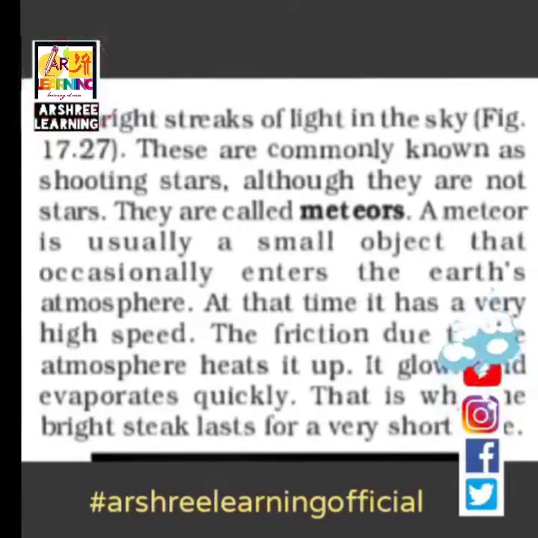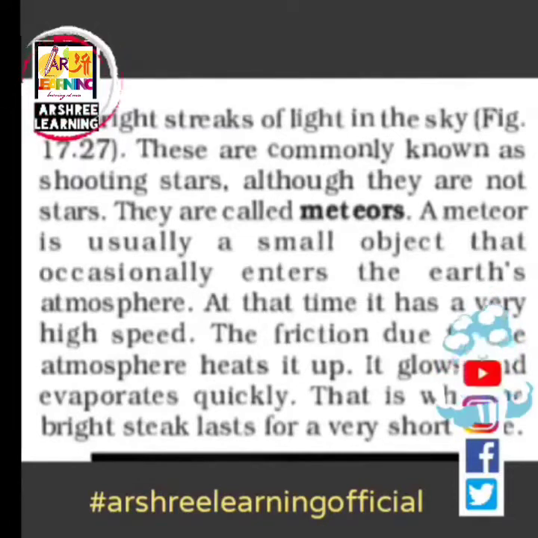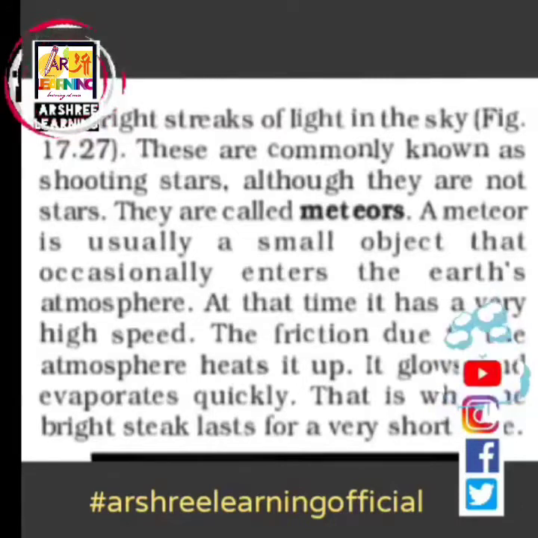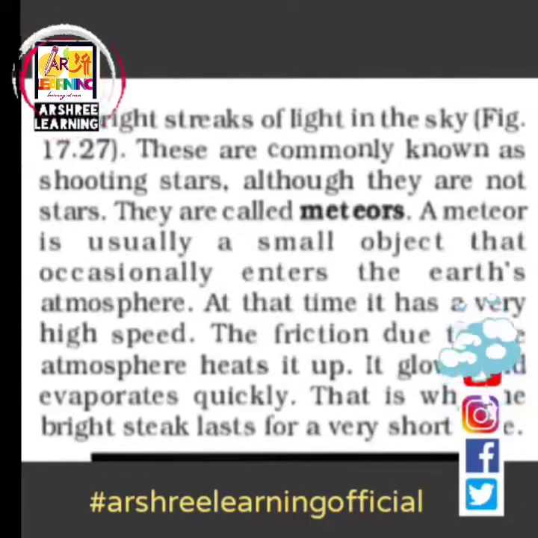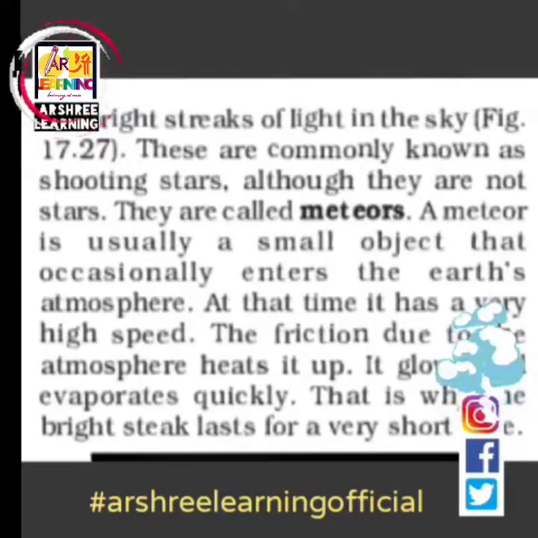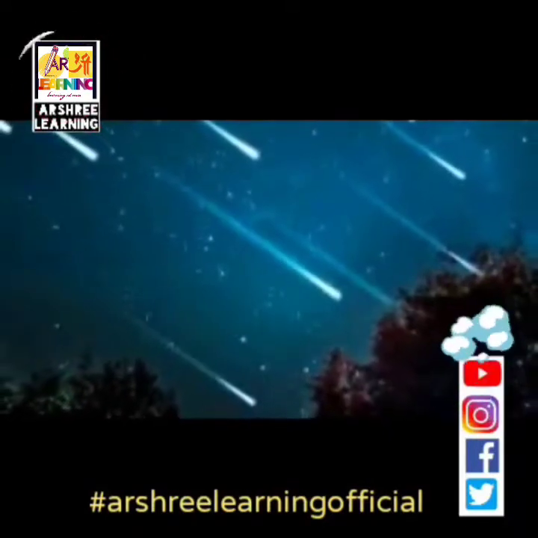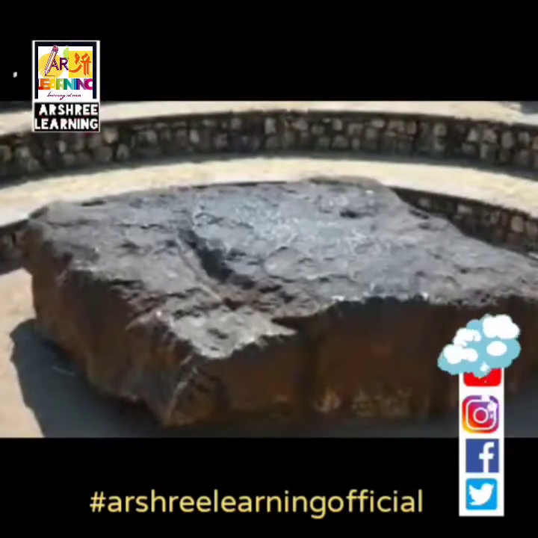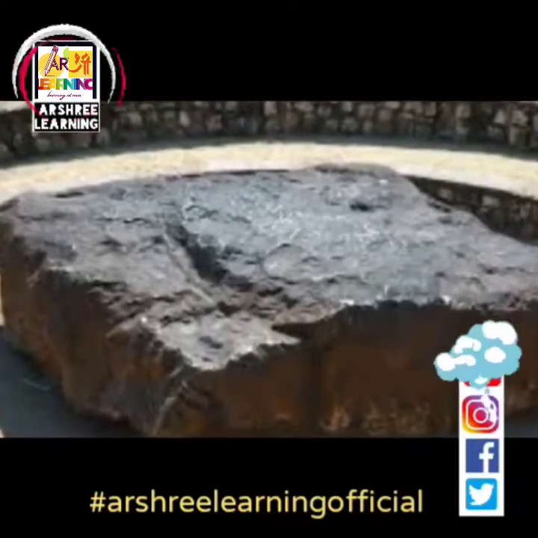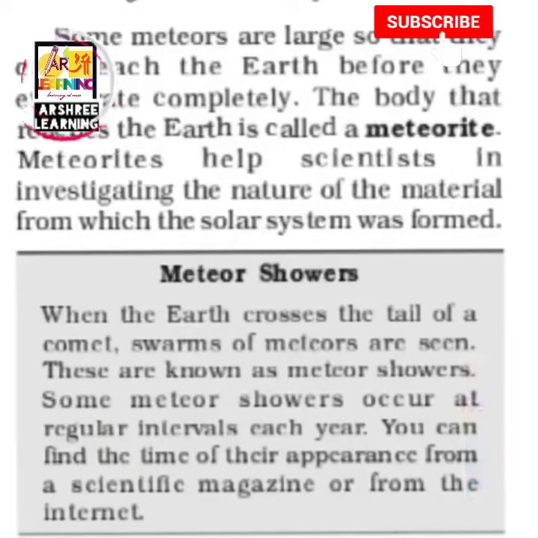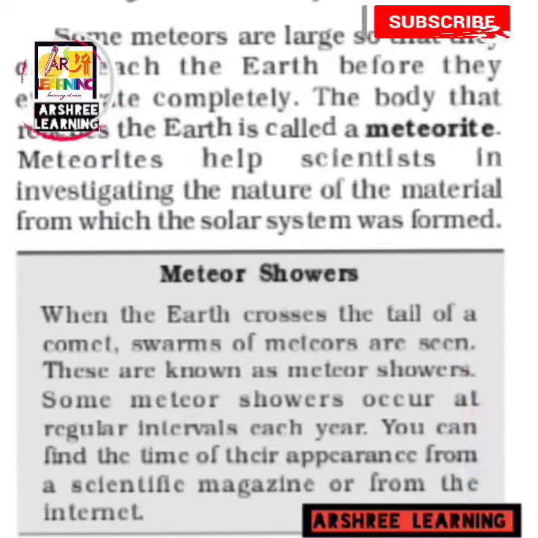This helps in reducing the speed of the meteor and also makes it burn. So the friction due to the atmosphere heats it up and it starts glowing and evaporates quickly. So these meteors are seen to move across the sky as bright streaks like a fire. Meteors appear like stars in the sky.